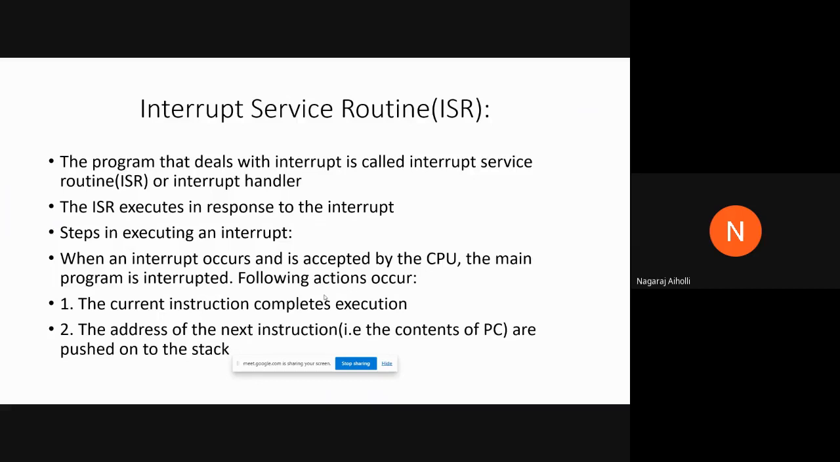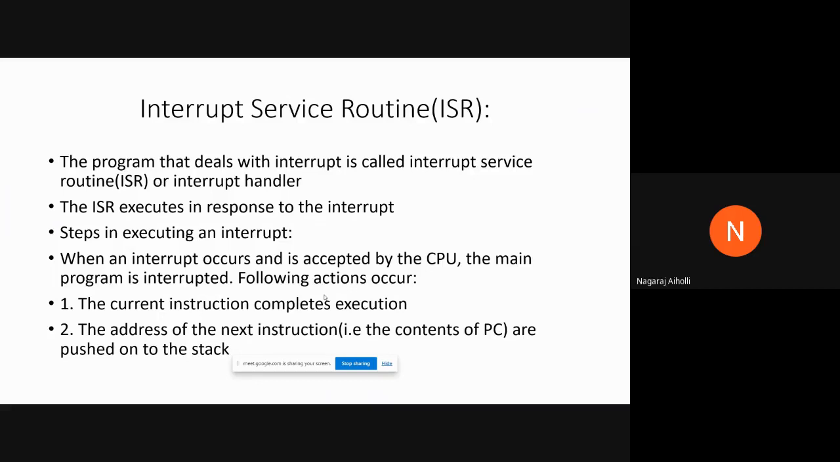There are a few steps in executing an interrupt. Whenever an interrupt occurs, that is, any device requests service from the microcontroller, let us say the microcontroller is executing the main program. Then when the interrupt occurs, the main program will be temporarily suspended. That is, the instruction that is executing in the main program will complete its execution.